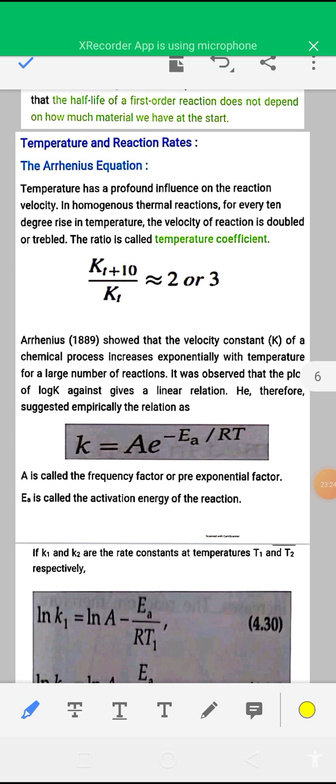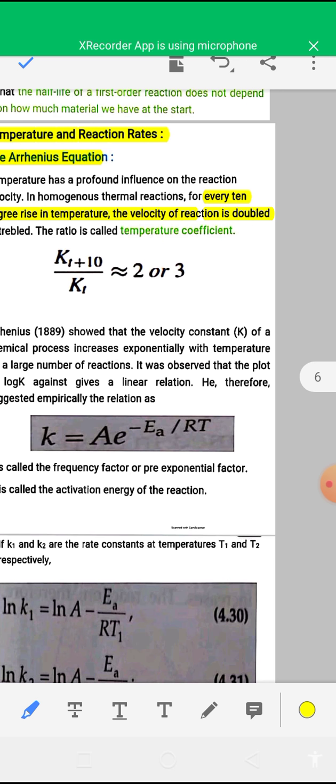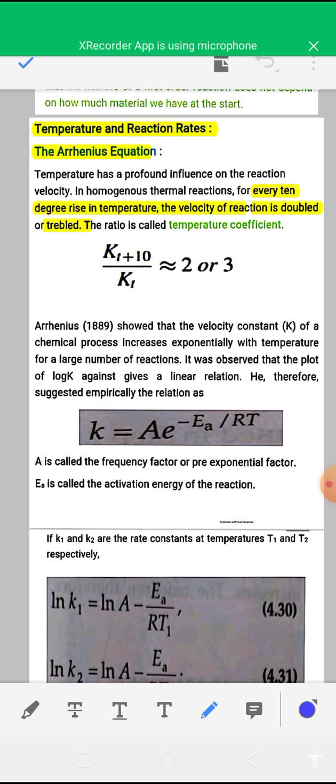Temperature dependence of a chemical reaction. Temperature and rate of reaction, and Arrhenius equation. It is generally found that for every 10 degree rise in temperature, the velocity of a chemical reaction becomes double or triple. This is known as temperature coefficient.